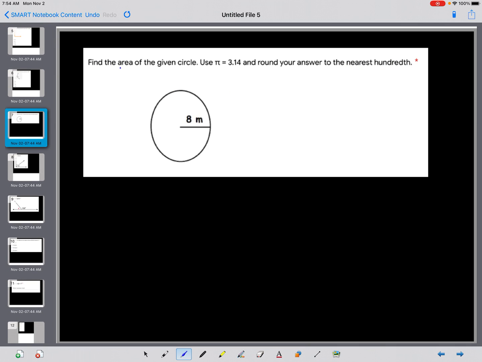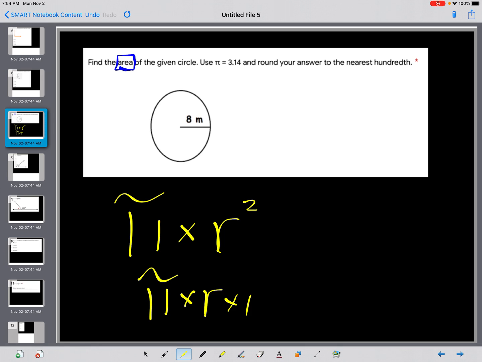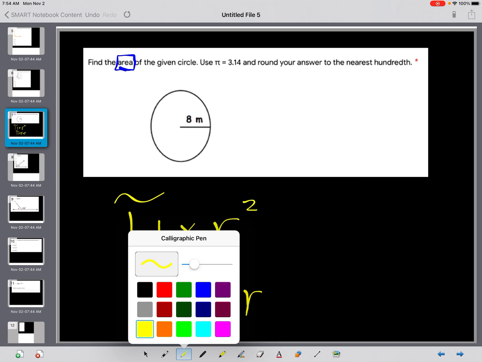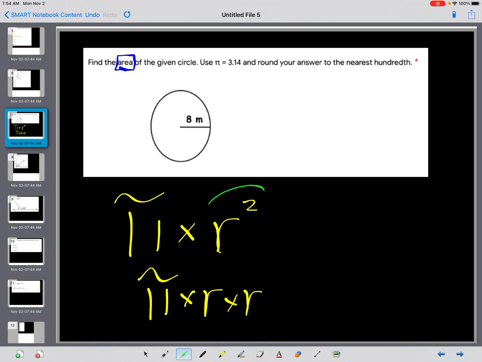Now you're being asked to find the area. This is a different calculation. In this case, when you're asked to find the area, the way that you calculate it is you do pi times the radius squared, or you can look at it this way: pi times the radius times, again, the radius. When you're talking about radius squared, ultimately that's what you're doing.